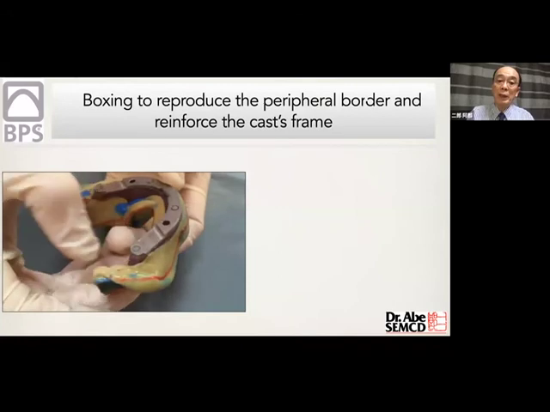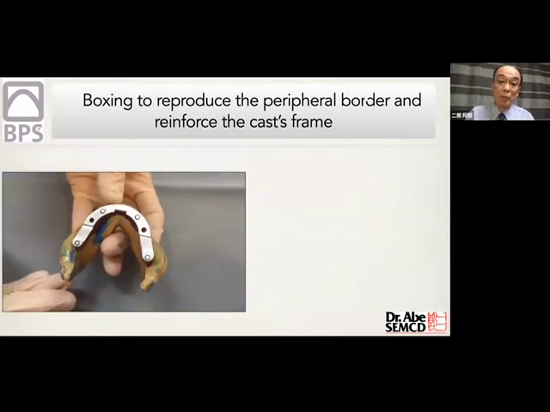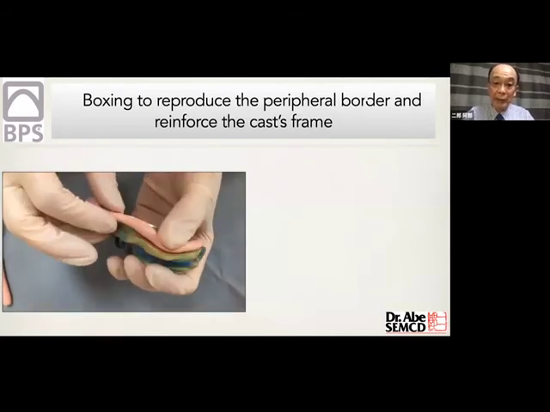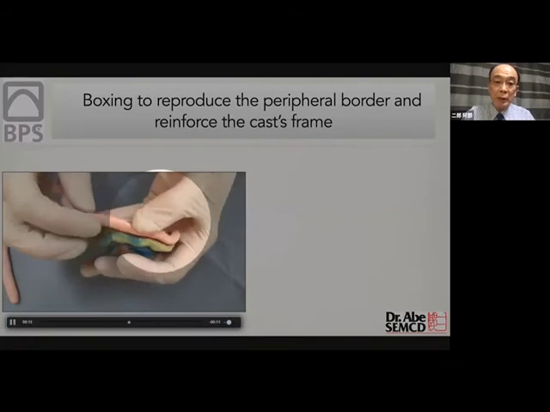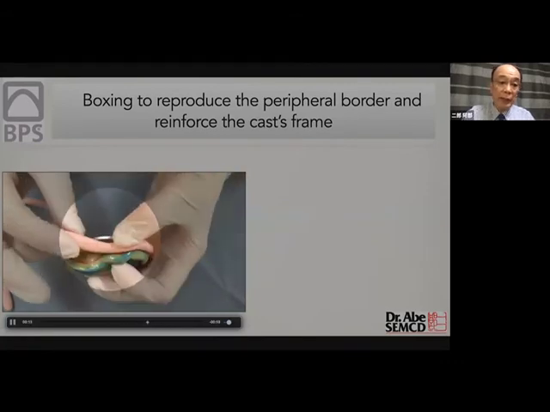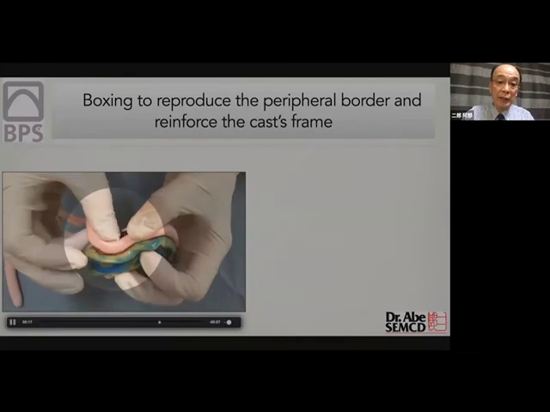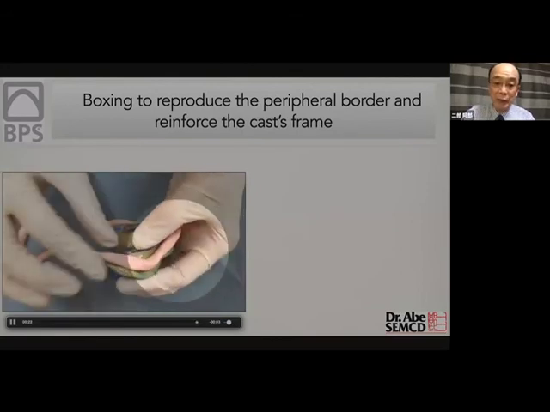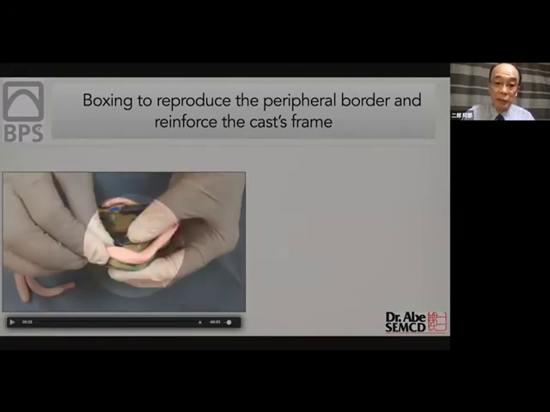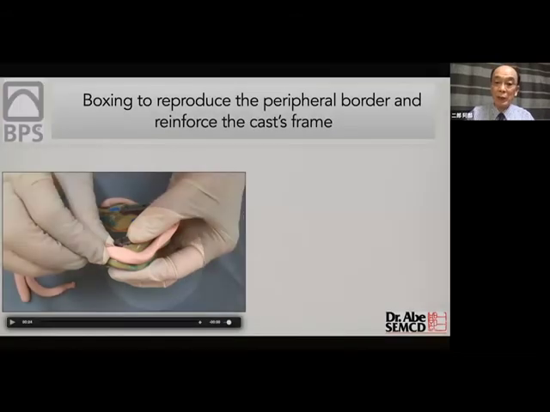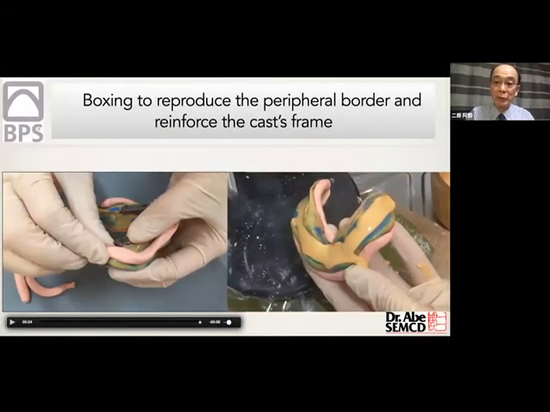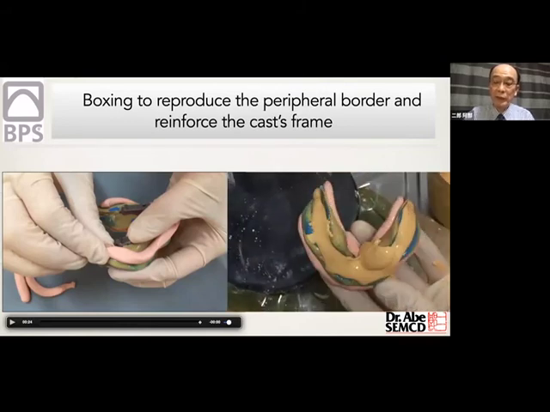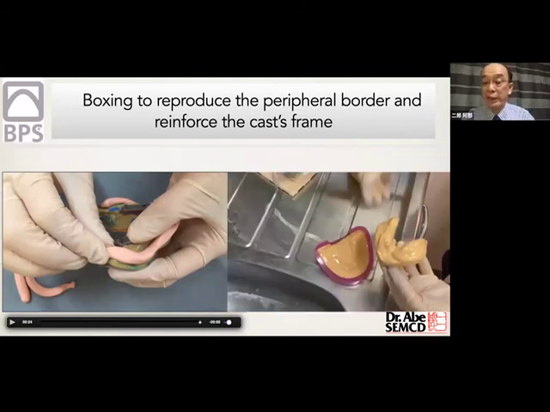So the purpose of boxing is very important. The peripheral border contains a lot of information for suction, at about 5 millimeter from the peripheral border. So boxing is very important to reproduce the accurate denture border in resin material.